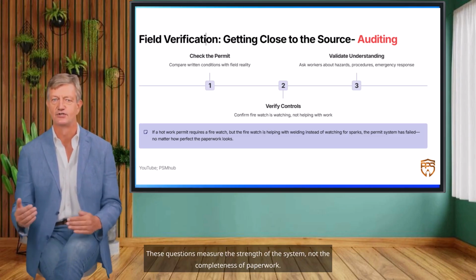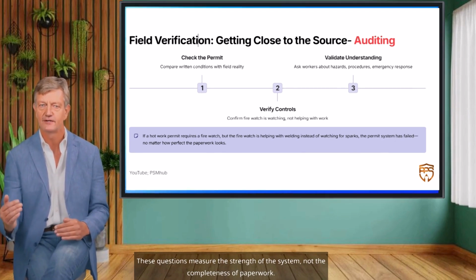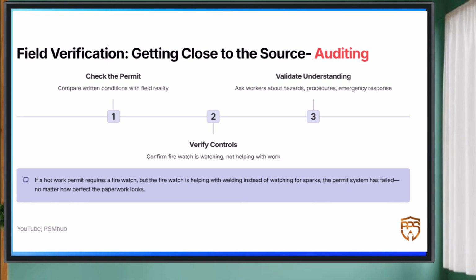These questions measure the strength of the system, not the completeness of paperwork. True verification happens in the field. Real auditing means going to the job site and touching the permit. A safety specialist should physically check the permit and compare its conditions with what is actually happening.